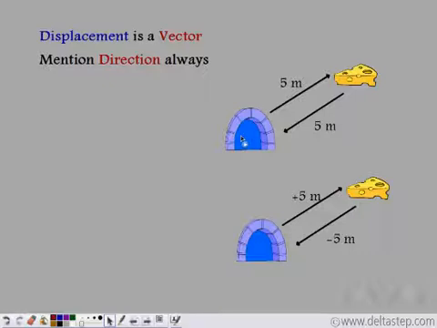So if Jerry travels from his home to the cheese, we say his displacement is plus 5 meters. If Jerry travels from cheese to his home, we say that his displacement is minus 5 meters.